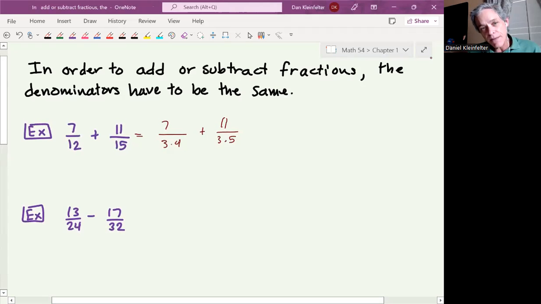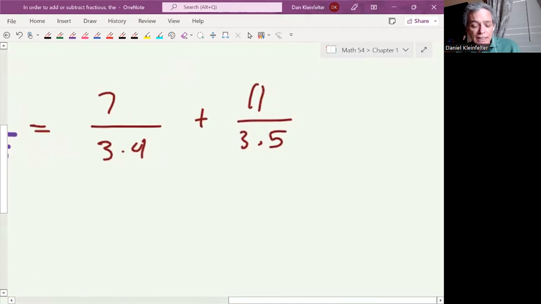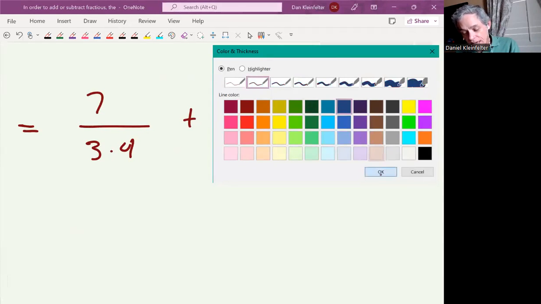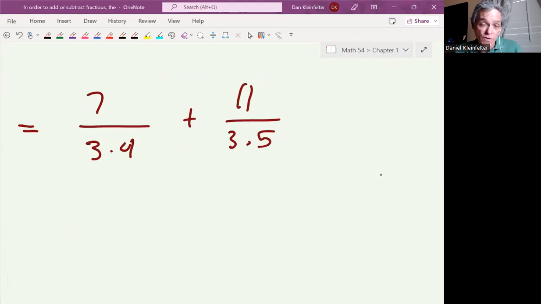So now, in order to make the denominators match, they should have the same factors. So I can tell that both have a factor of 3. But the fraction on the left has a factor of 4 that is not present on the right-hand fraction, and the 5 that is on the right side is not present on the first fraction. So we're going to fix that by multiplying the numerator and denominator of each fraction by the required factor. So in the first fraction, we'll multiply the top and bottom by 5. In the second fraction, we'll multiply the top and bottom by 4.